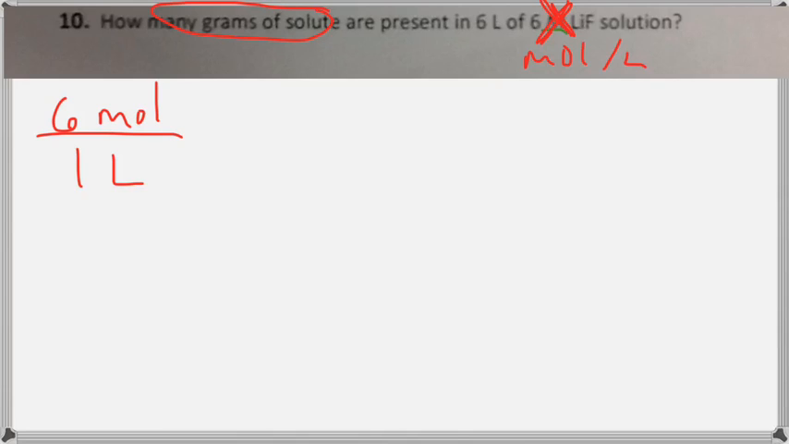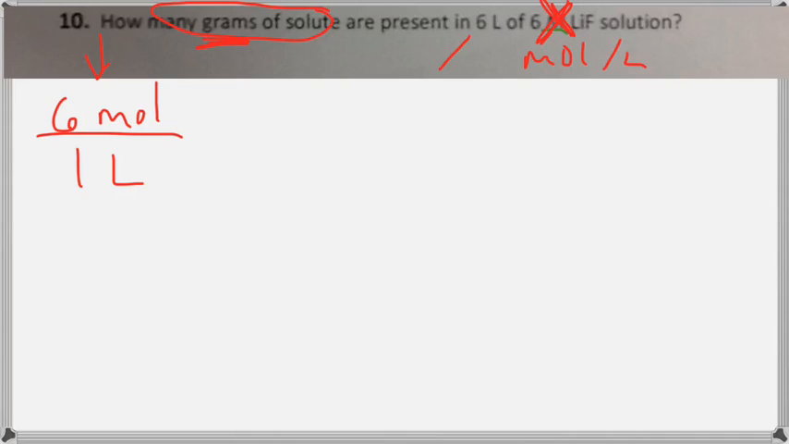So we need to take our units of molarity here, and we need to find a way to get them converted into grams of solute. Right now we know that there's 6 moles of solute for every liter. So the question is, how can we get rid of liters? Liters has nothing to do with mass. We want to get rid of it.